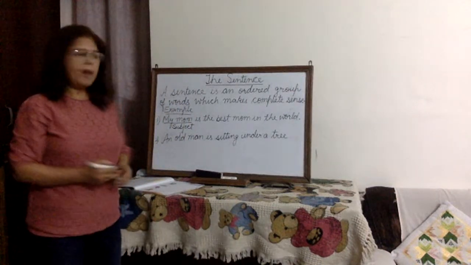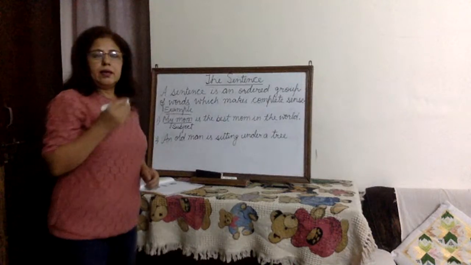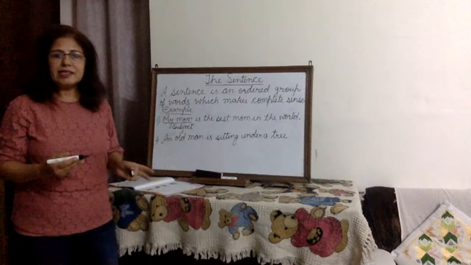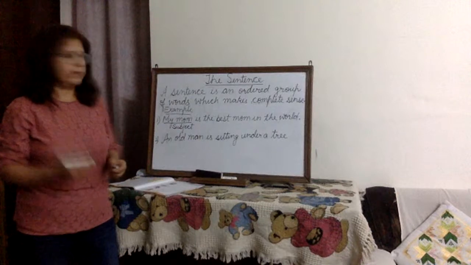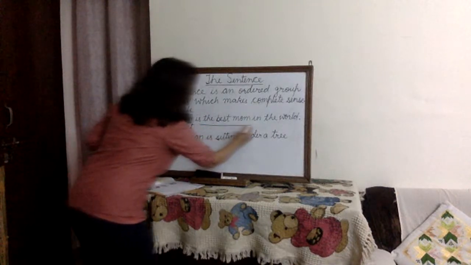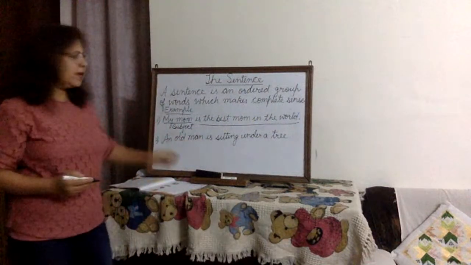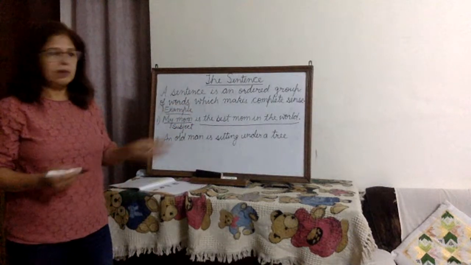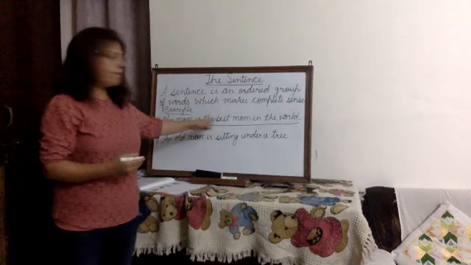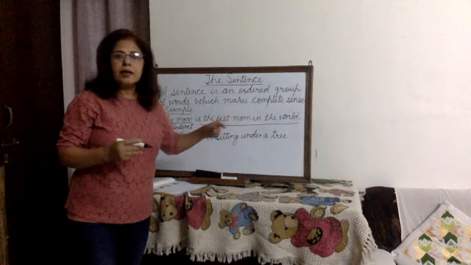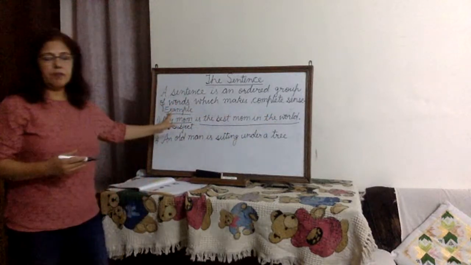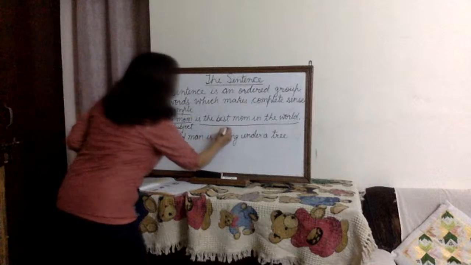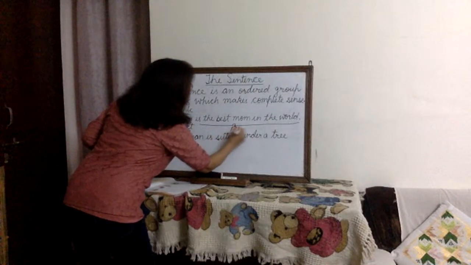And what is the doing part? The part that describes the person, the place, the thing, or the emotion. So this part, the best mom in the world, is describing my mom, the subject, what mom is doing. My mom is the best mom in the world. This part describes the mom, that my mom is the best mom in the world. So this part is called the doing part, that is the predicate.